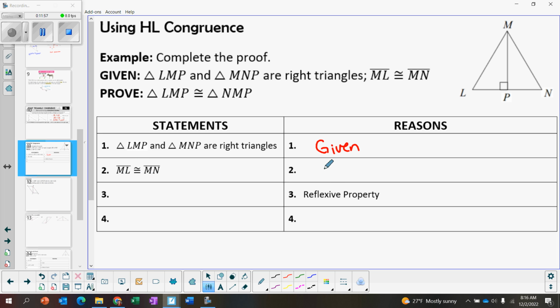It's giving me also that ML here is congruent to MN here. I have a reflected or shared side in the picture, so I can say that MP is congruent to MP. And since they're right triangles and I have the hypotenuse congruent and a leg congruent, I can say that triangle LMP is congruent to triangle NMP by HL.